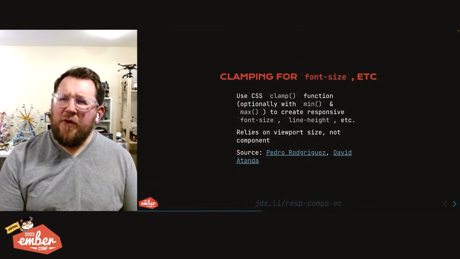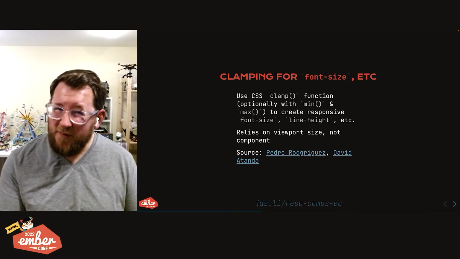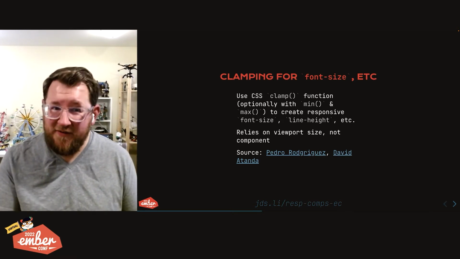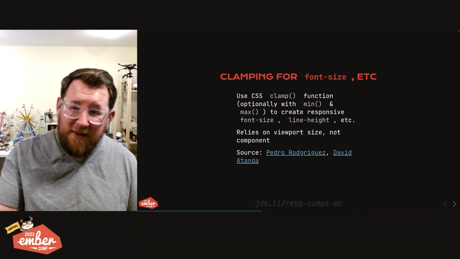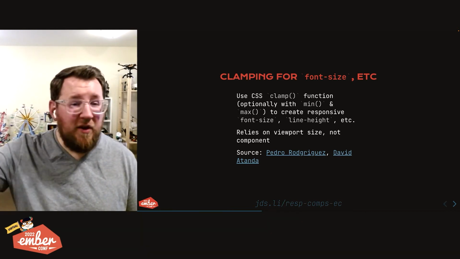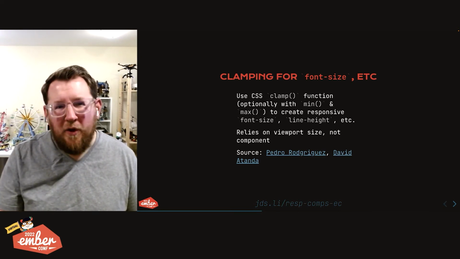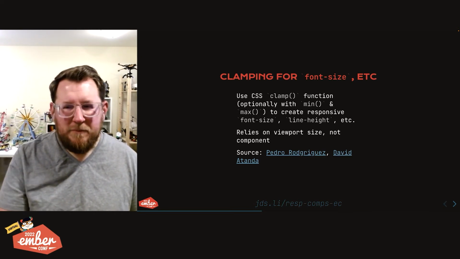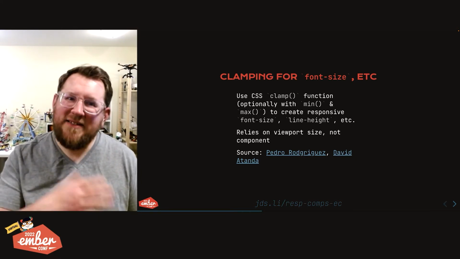I want to bring this one up. This is clamping, not because it's a component-specific feature, but because all the articles about responsive components try to mention this. But in reality, every time they use CSS clamp, min and max, which are handy features, and I would love for you to learn more about them, which is why I included the slide, they always use it with a viewport unit in a calc function, right?